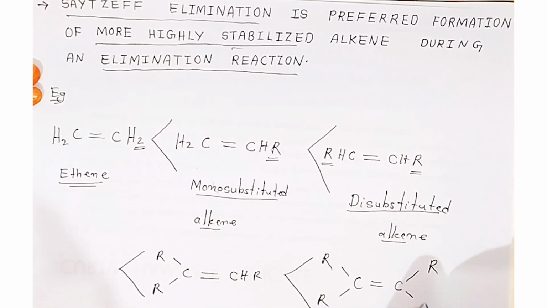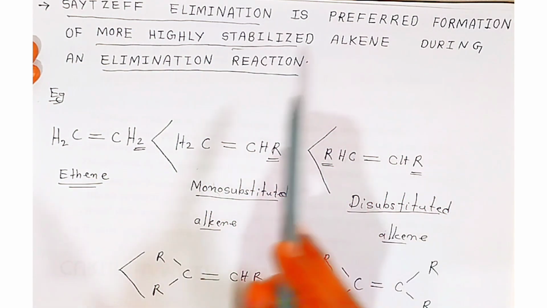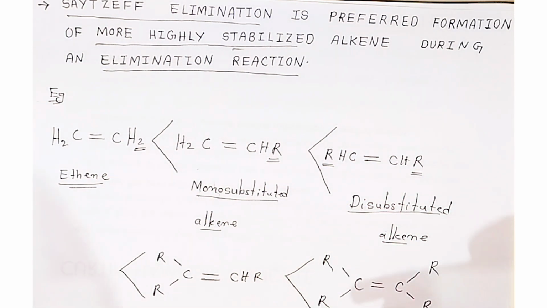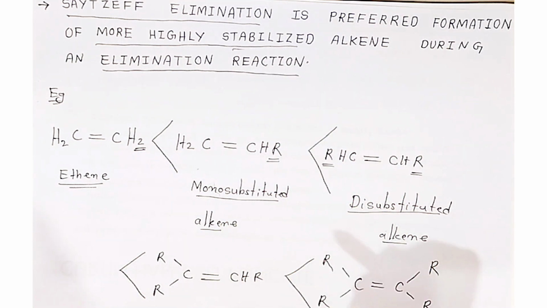So this will be the more stable product. Understanding, students? This way, they have explained the stability of the alkene in elimination reaction. That is why the Saytzeff elimination reaction is very important, students. Sometimes in examination they ask what is the Saytzeff elimination reaction. So this way, on the basis of elimination reaction, you can explain the stability of the alkene.